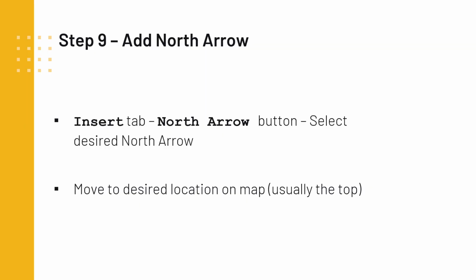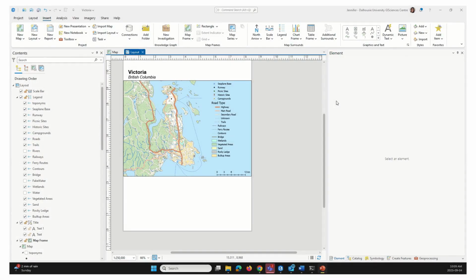It turns out adding a north arrow is pretty easy. Make sure you're on the layout page, go to the Insert tab, north arrow button, and select the desired north arrow. Click on your map and then move it to the desired location, typically towards the top of the page. Now I'm ready to add my north arrow.